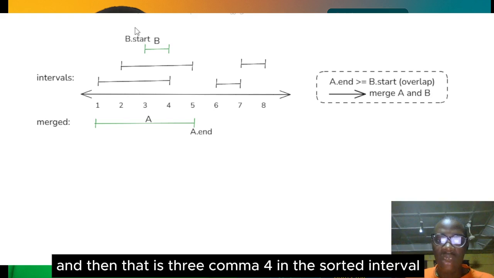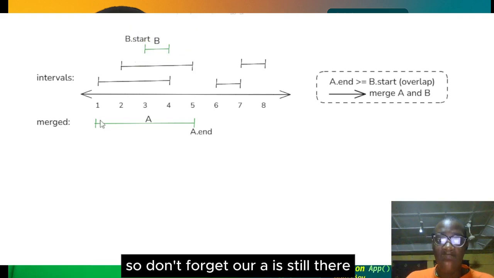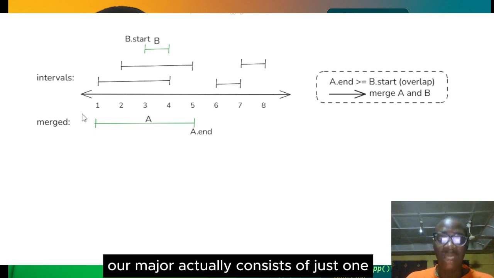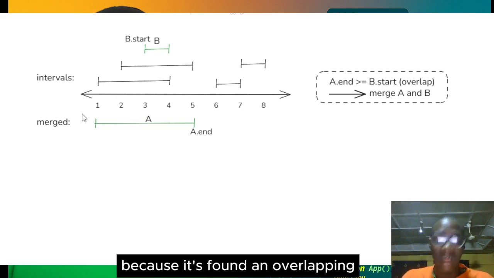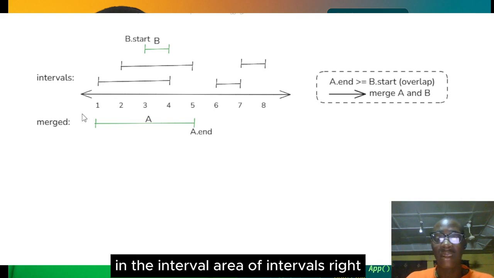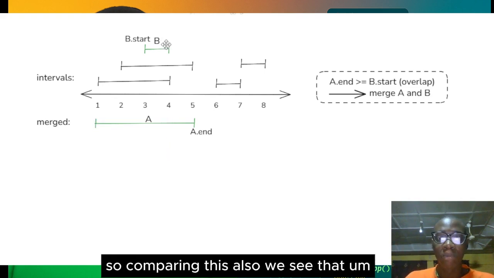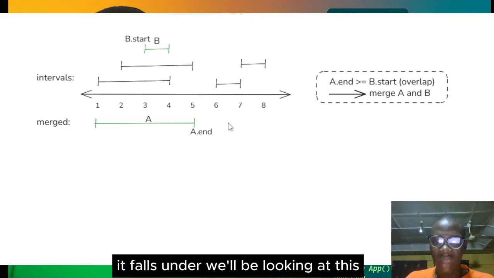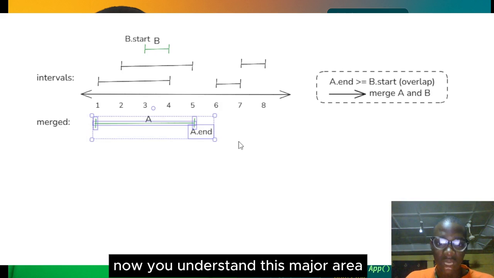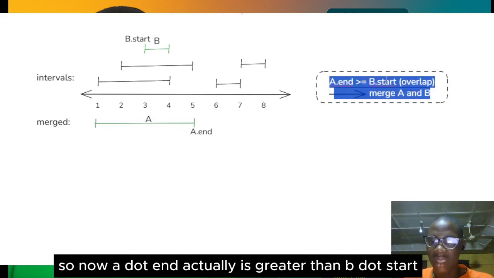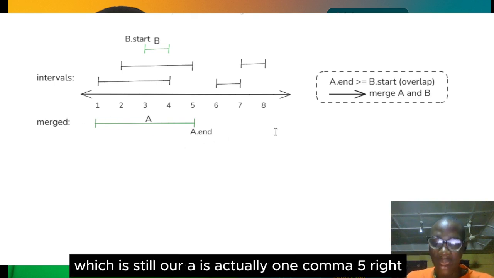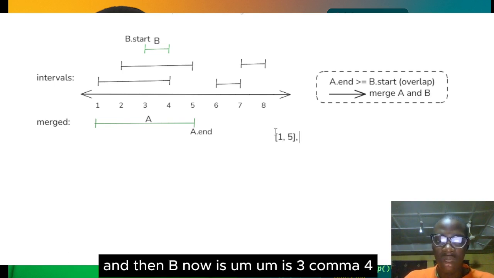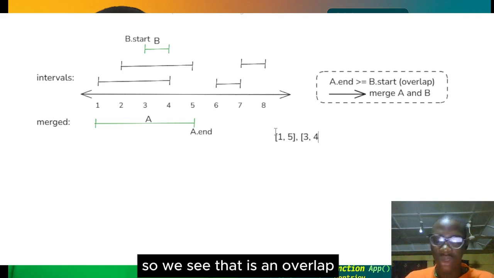The next interval in the sorted intervals is 3,4. Don't forget our a is still there. Our merge array consists of just one interval, because it was 1,4. Now we shifted it to 1,5 because it found an overlap with the immediate next interval in the array of intervals. Comparing this again with the merge array, a dot end is greater than b dot start, so there's an overlap again, because this a, which is still our a, is actually 1,5, and b now is 3,4.